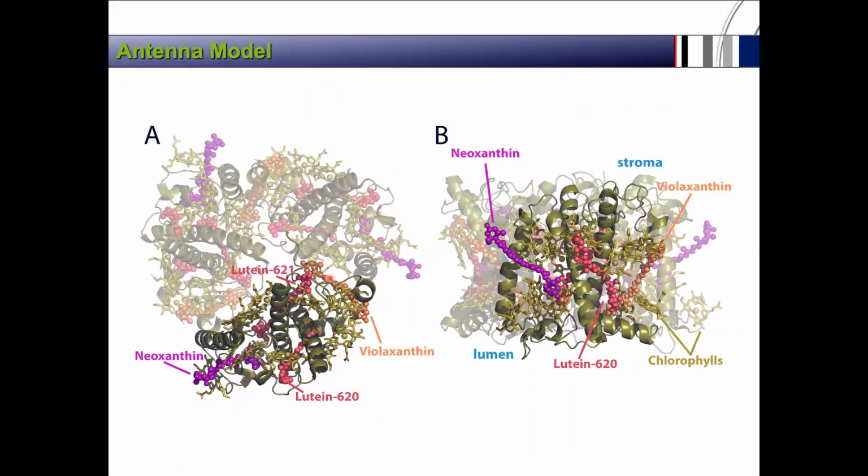Our model is the light harvesting trimer, the major antenna of photosystem 2, which is a protein scaffold embedding carotenoids like neoxanthin, lutein, violaxanthin, and chlorophylls, as you can see here.